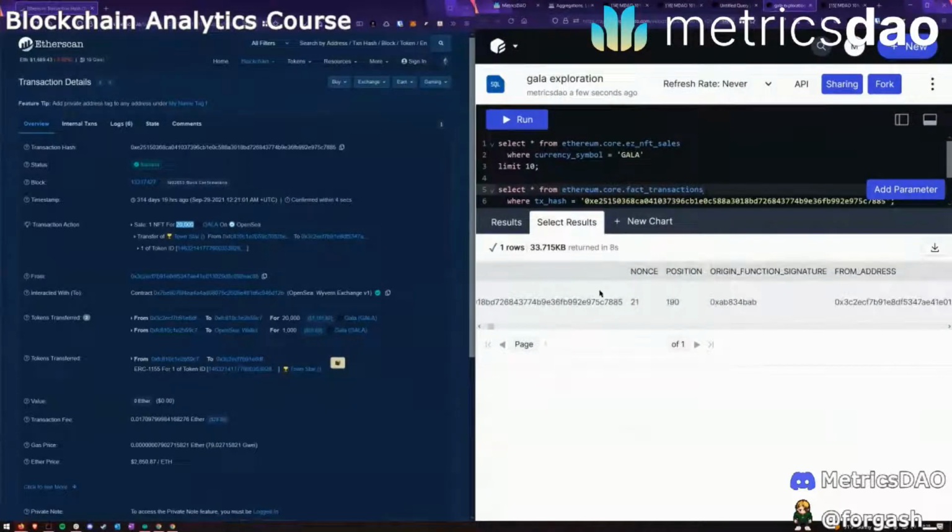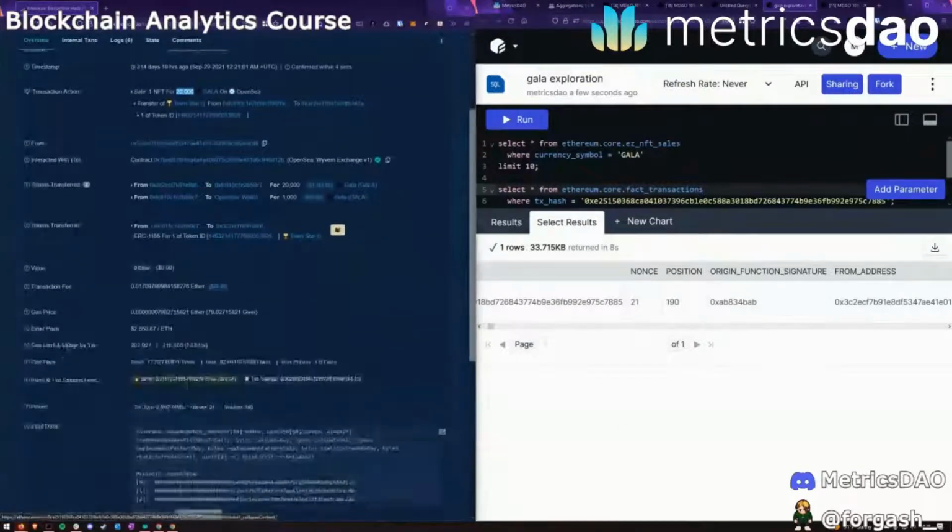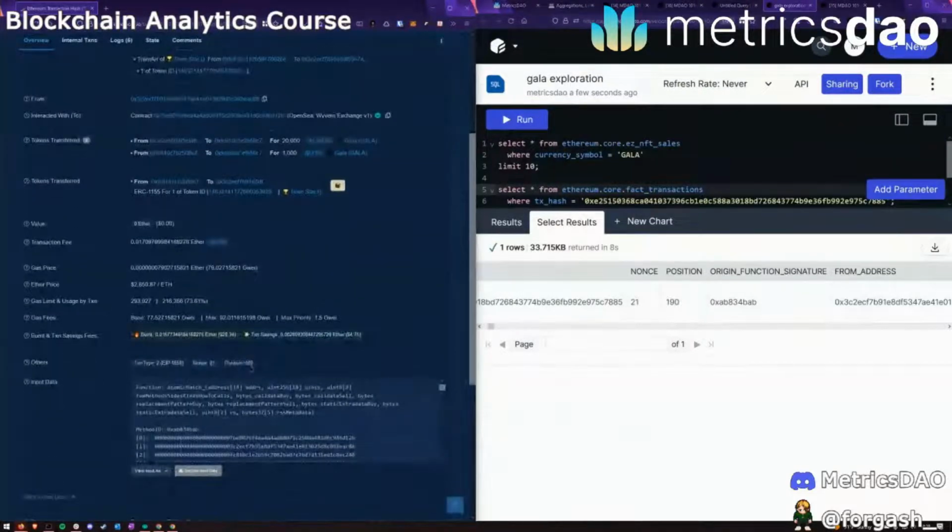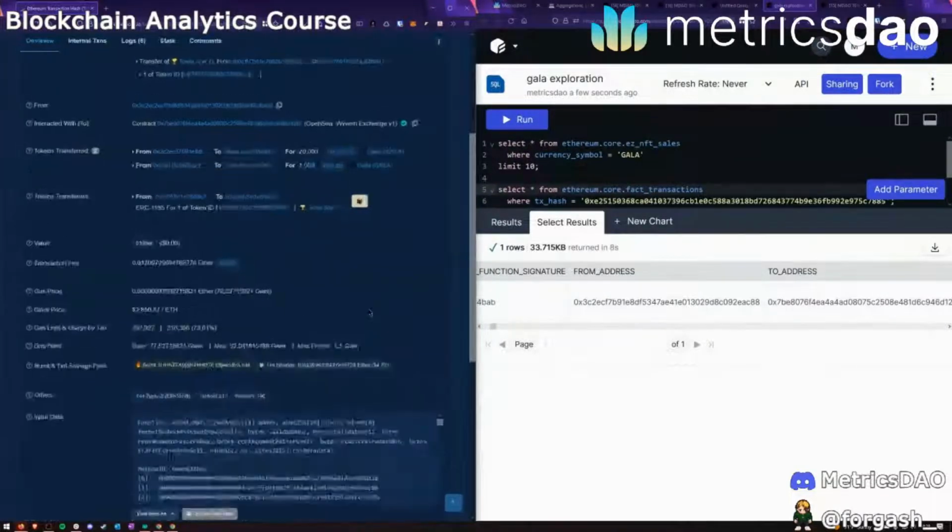But then we have some other stuff that you're going to be able to see here if we click to see more, like nonce and position, the signature. Can you zoom in on that? Which one? The Etherscan. Yes.